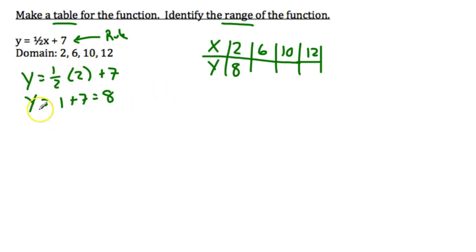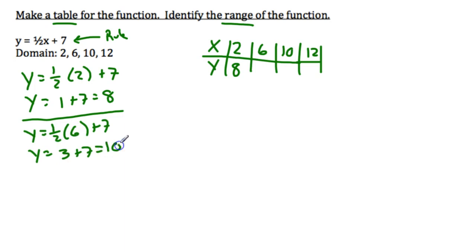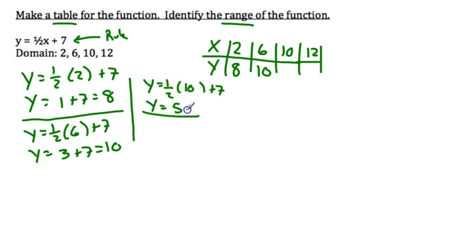The next number I'll do will be 6. So y equals 1/2 times 6 plus 7. That's 3 plus 7, and that equals 10. The next one I'll do, y equals 1/2 times 10 plus 7. Y equals 1/2 times 10 is 5, plus 7, and that equals 12. So I put 12 right there.